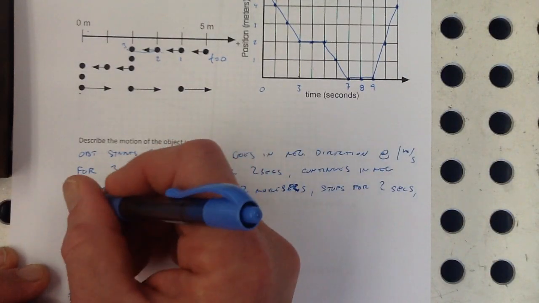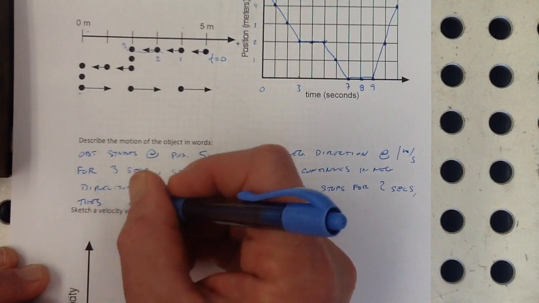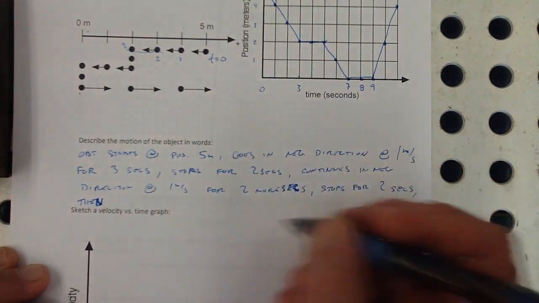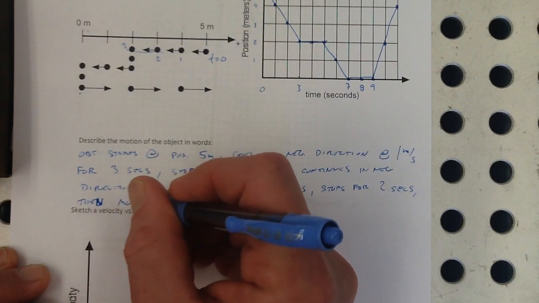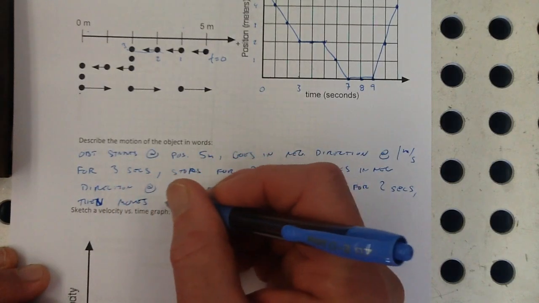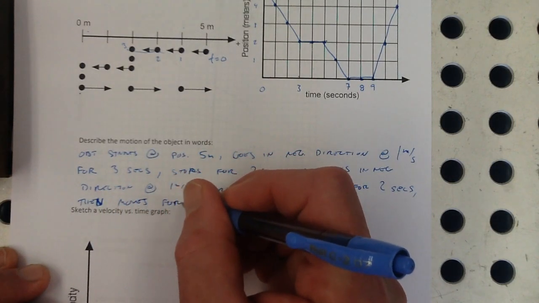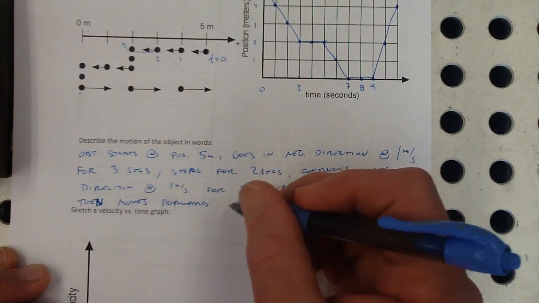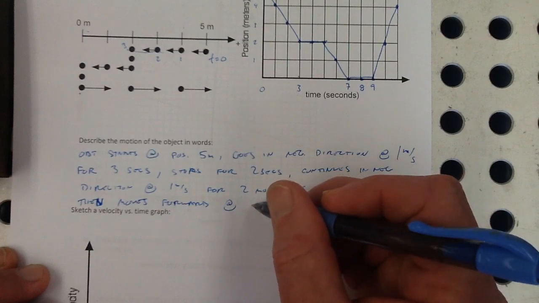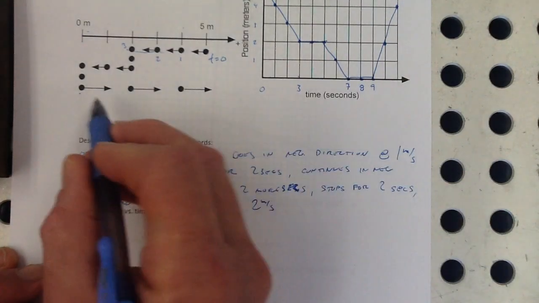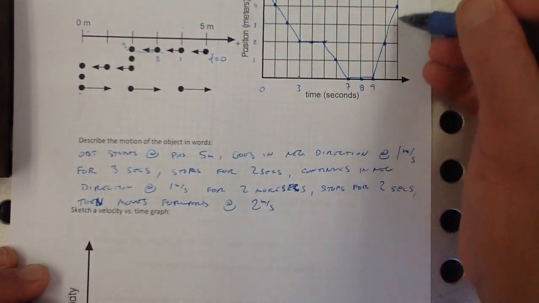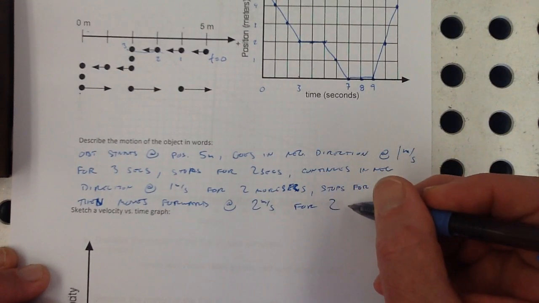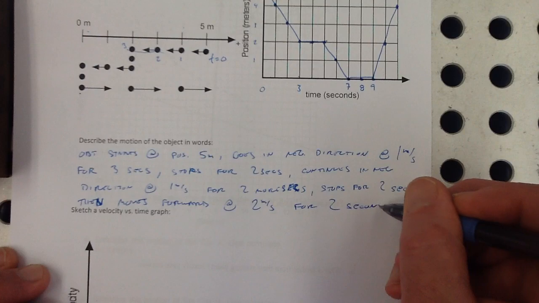And then trying to write faster than my brain will work. Then it moves forward, positive direction you could say there, at 2 meters per second, 2 meters per second for 2 more seconds.